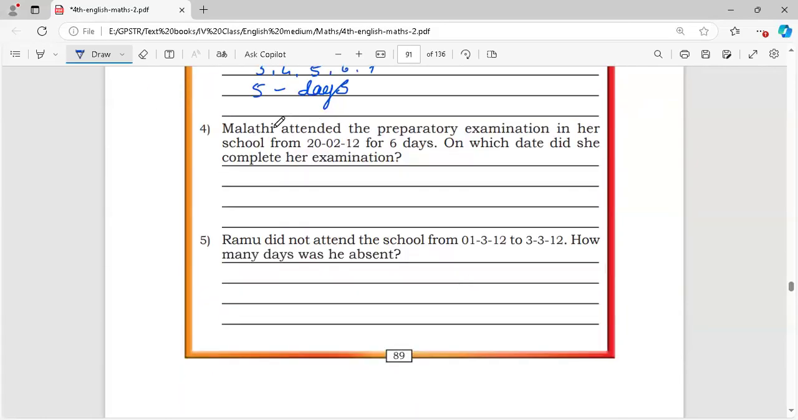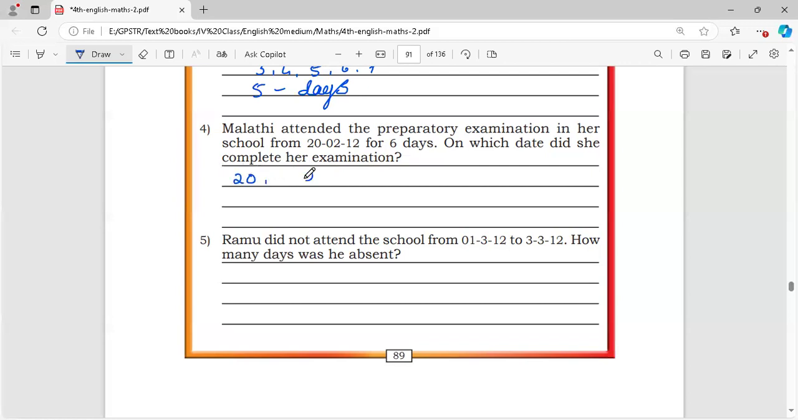Next, fourth one. Malati attended the preparatory examination in her school from 20th February 2012 for 6 days. On which date did she complete her examination?